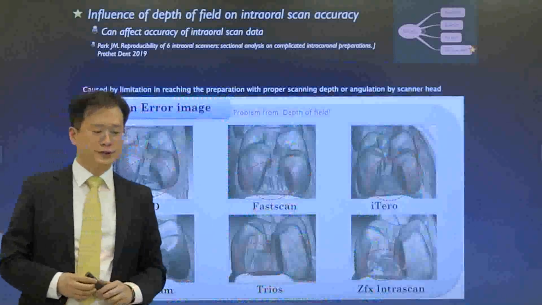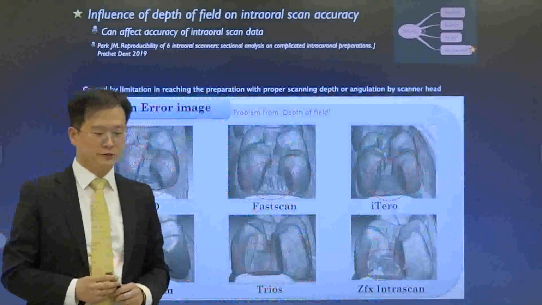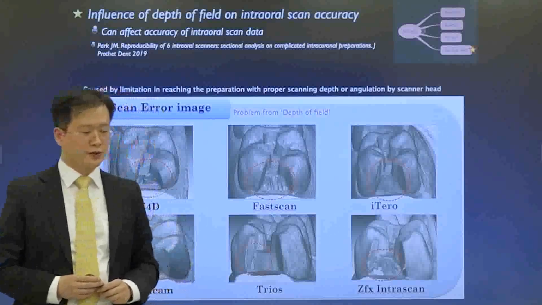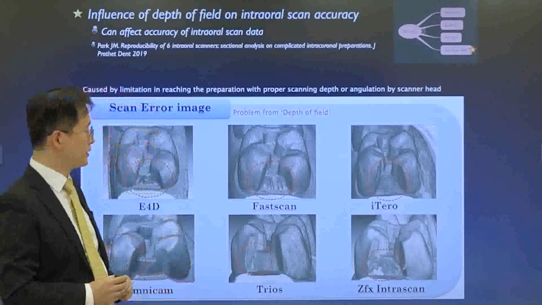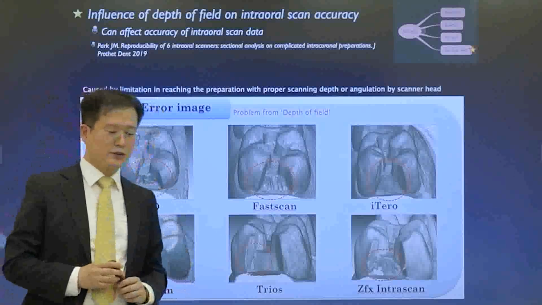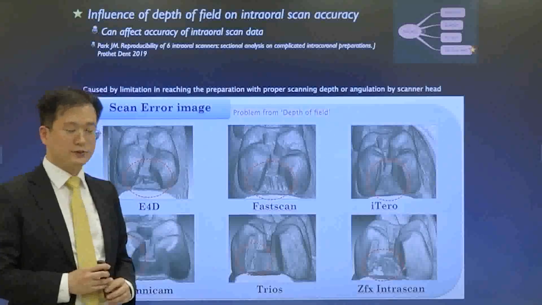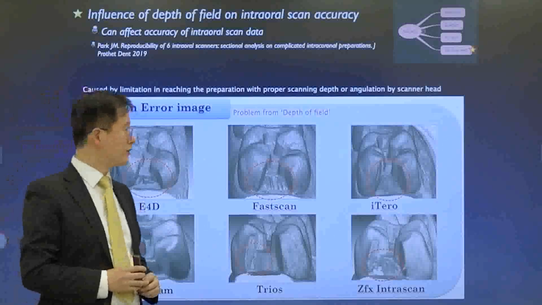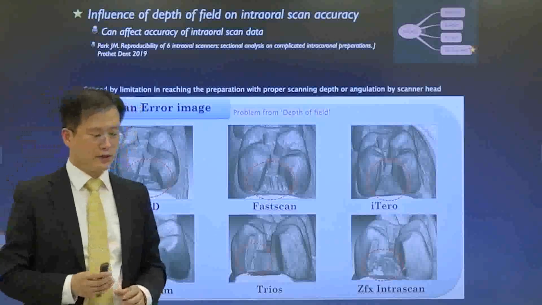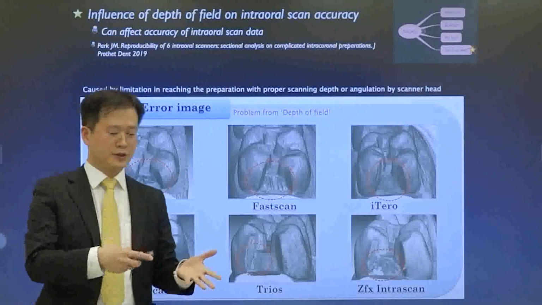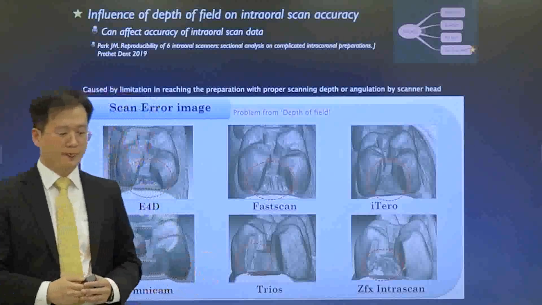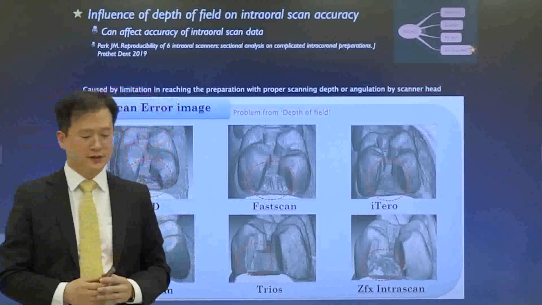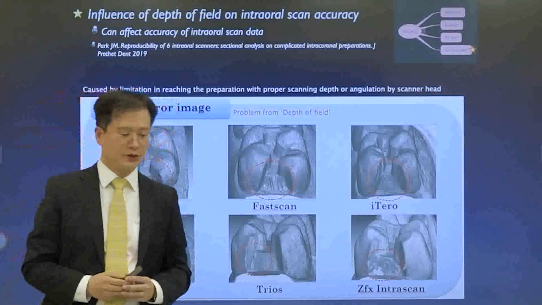The trueness measurement may have been influenced by the complexity of the preparation. This may also have been caused by the limited maximum range at which the intraoral scanner can reach the deepest part of the preparation, and the availability of scanner head rotation in the patient's mouth. This aspect is related to the scanner's ability regarding focal depth.